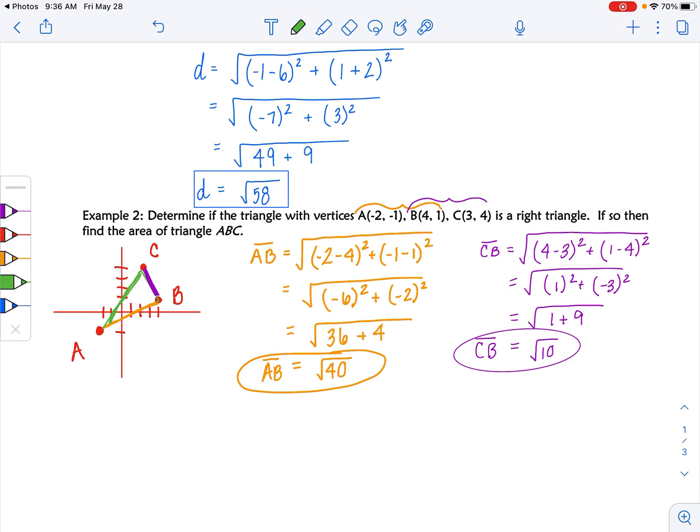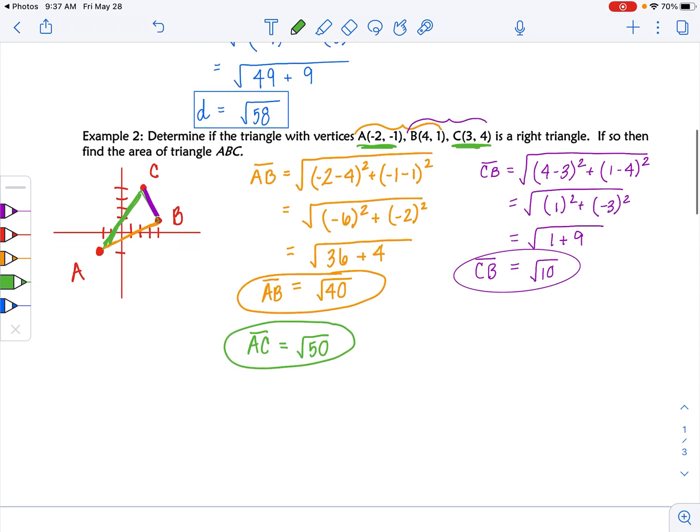Please take a moment and find the side length of AC. Hopefully you did it correct. AC should actually be the square root of 50. If you did not get that, please go back and check that you used A and C, and you subtracted your x values, squared them, and added your subtracted y values that are squared.